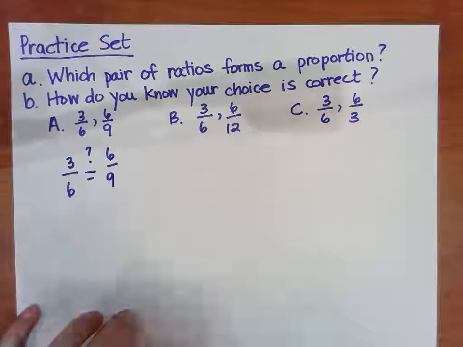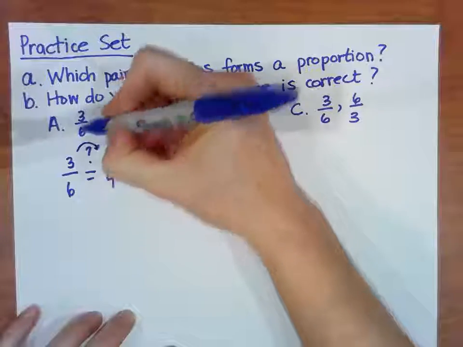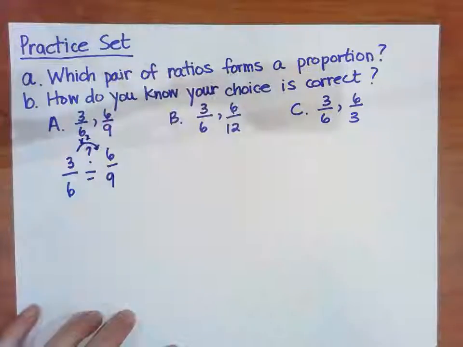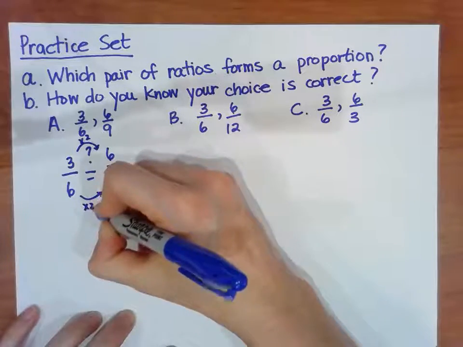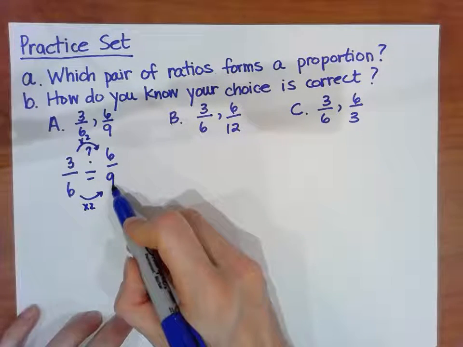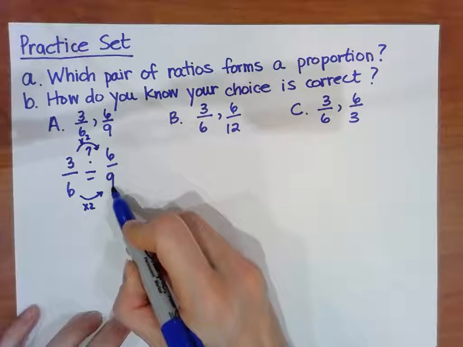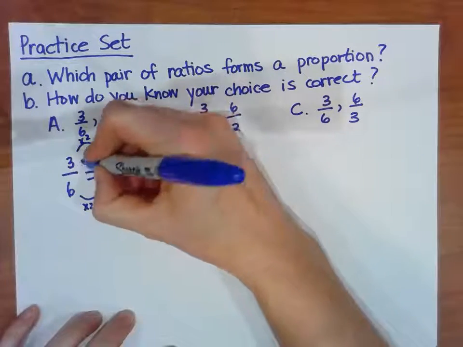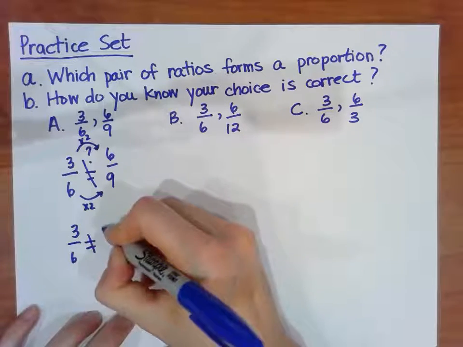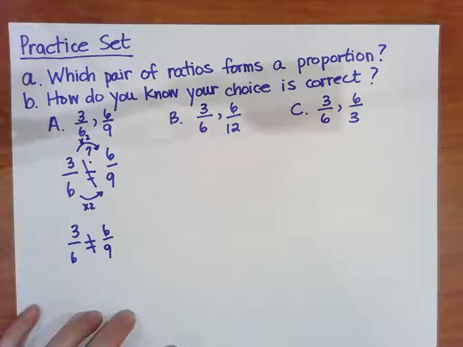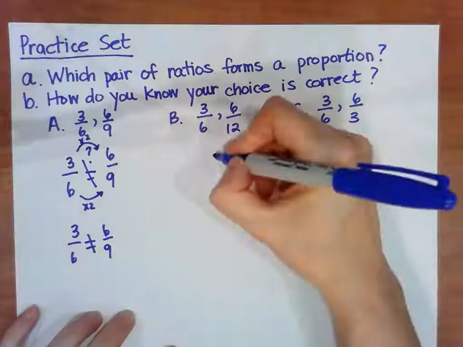Okay, well, here to get from 3 to 6, we had to multiply by 2. If we multiplied 6 by 2 as well, we would get 12, not 9. Okay, so these are not equal. So 3/6 is not equal to 6/9. So we do not get a proportion for part A. Okay, so that's one way that we can check.